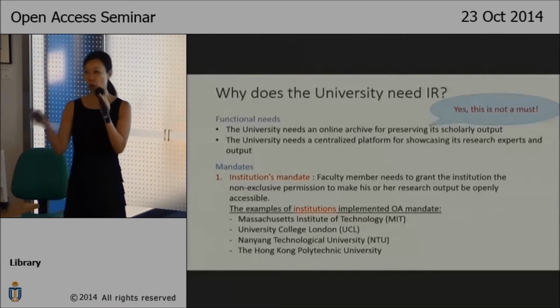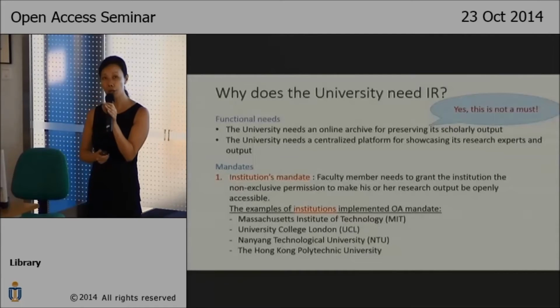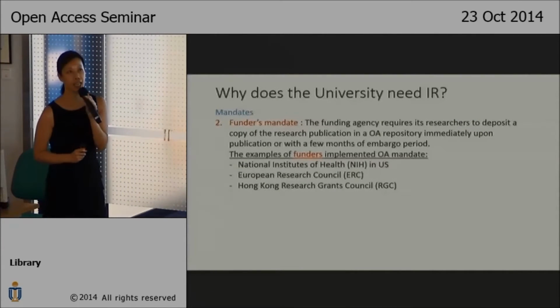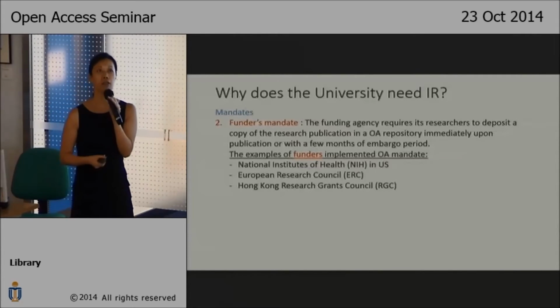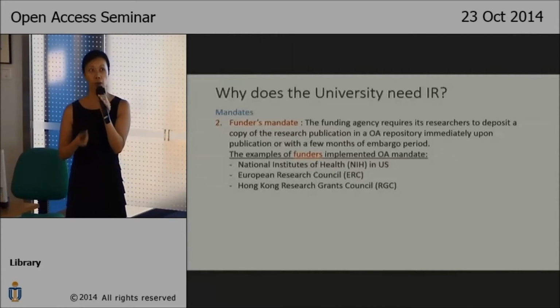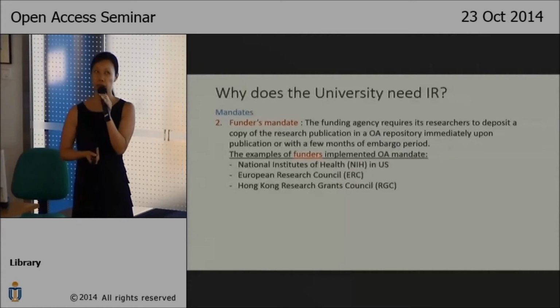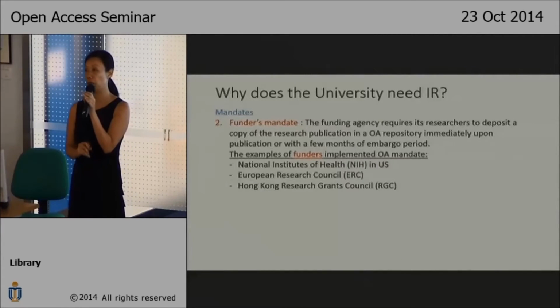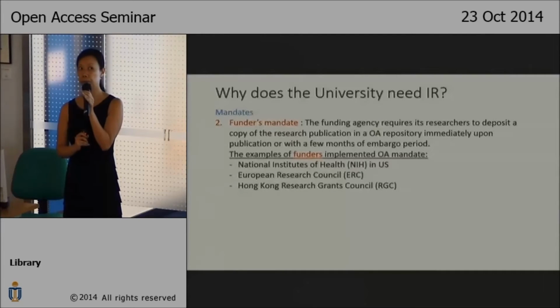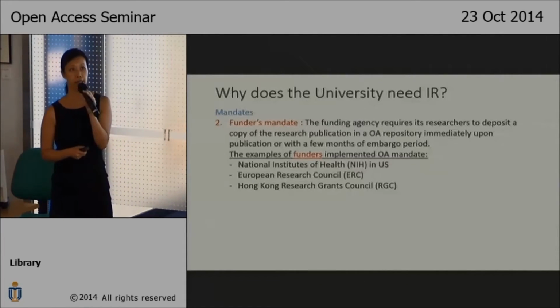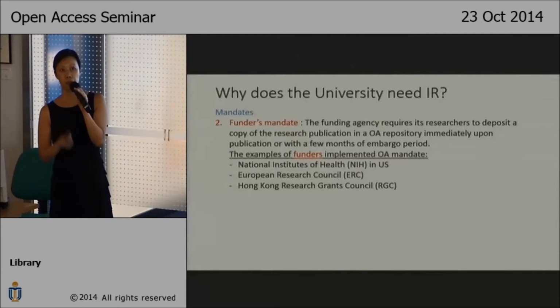But you will say, so why bother me? Because there's another kind of mandate called funders' mandate. The funding agency requires its researchers to deposit a copy of the research publications in an OA repository immediately upon publication, or with a few months of embargo period. This is their policy.